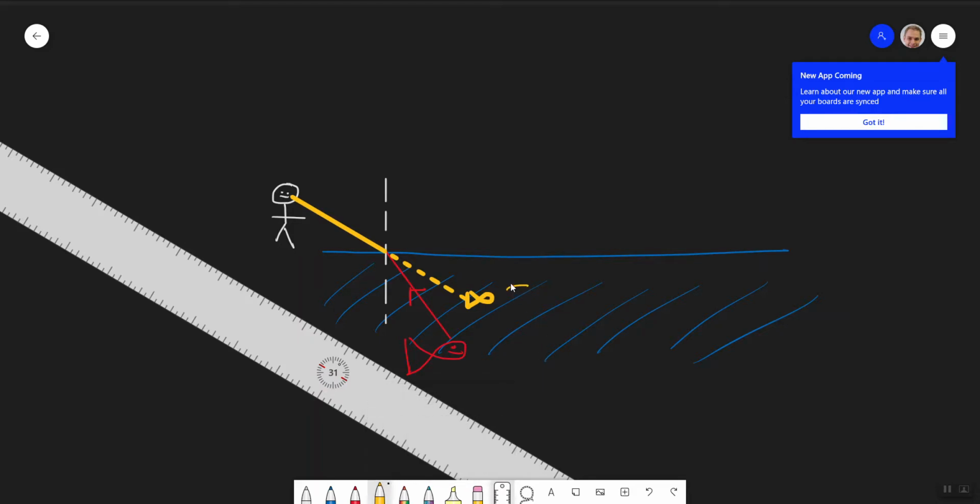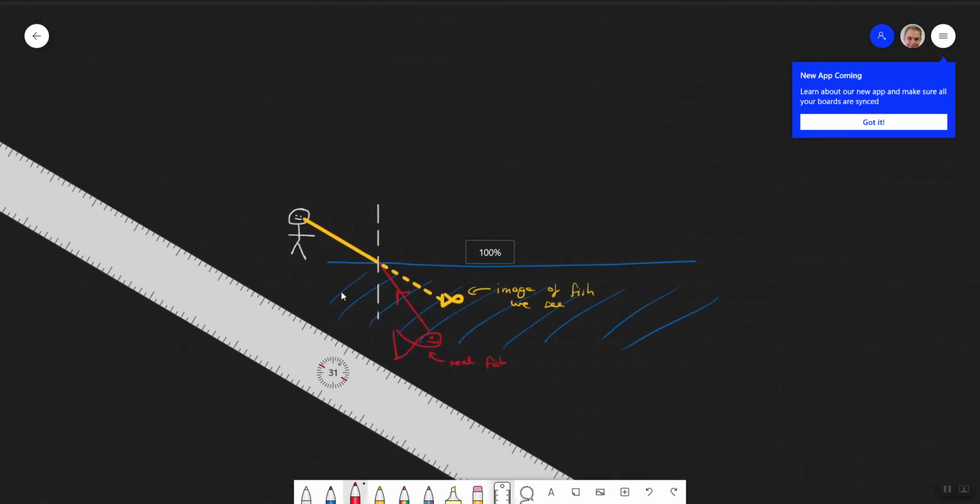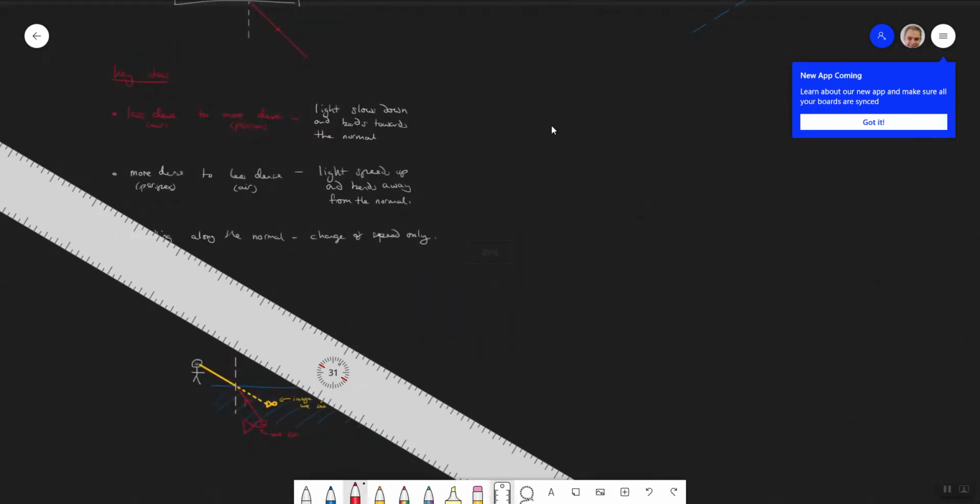So this right here is the image of fish we see. This right here, that's the real fish. So that's where it really is. But if we were to trust our eyes, we see it in the wrong place. So that's the case of refraction of something going from water. Why don't we see it where it really is? Cool. So that's that one.